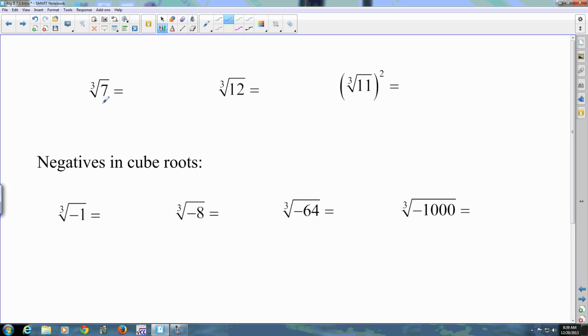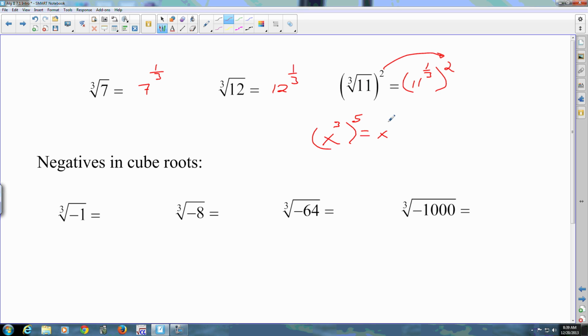Continuing the same theme, 7 to the 1/3. 12 to the 1/3. And this would be a cube root, so that would be 11 to the 1/3 power, and you're squaring it. The square just comes along. Then you distribute this in when you have an exponent on an exponent, like you had x cubed to the 5th power.